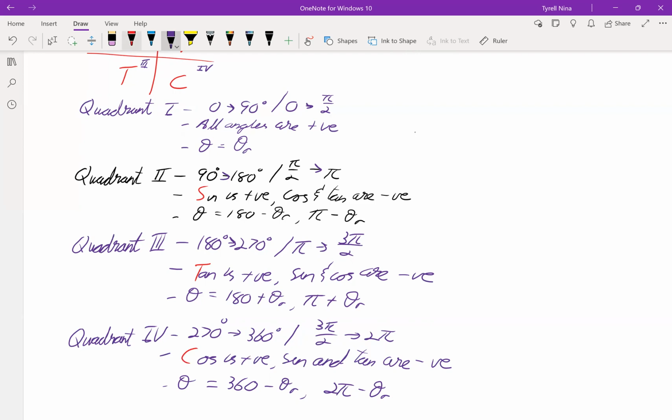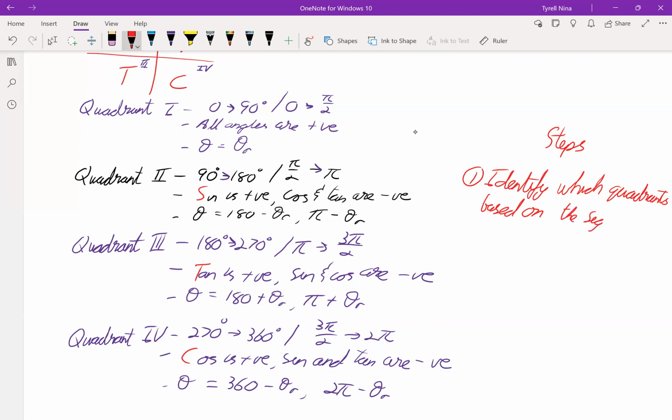Right, so the steps, I'll write the steps here. 1, identify which quadrants based on the sign, so whether it is positive or negative. 2, find theta r, which is the acute or positive angle.